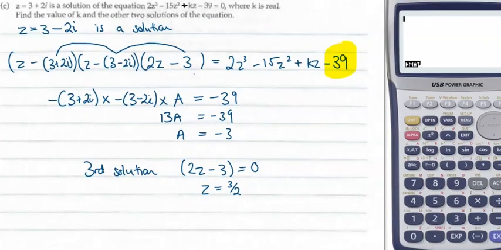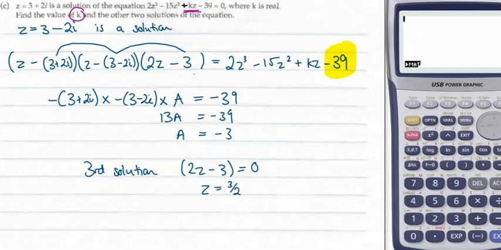Now we're not quite finished with this one. We have got the three solutions, but we also need to find the value of k that was up here in the original. We didn't need it yet to find those other solutions. We were able to use other pieces. You can do this at the start of the question if you like to do that first. That's fine as well. I'm doing it now at the end, but it really doesn't matter.